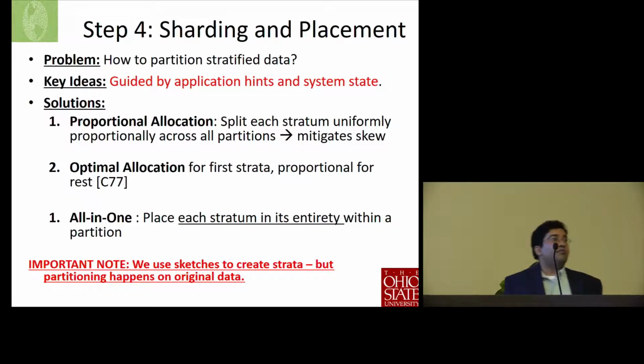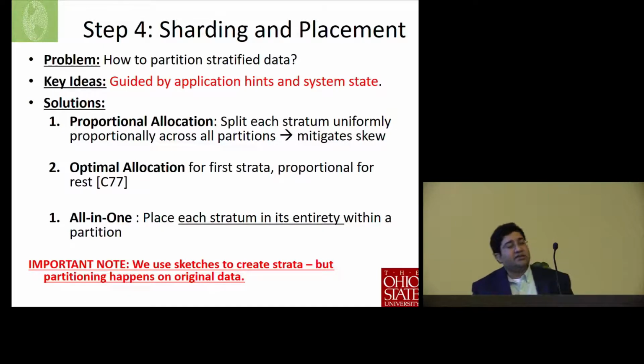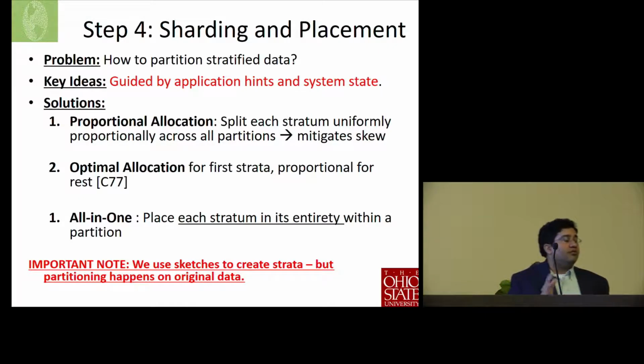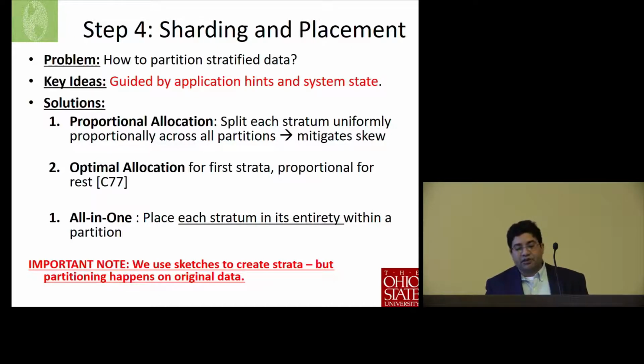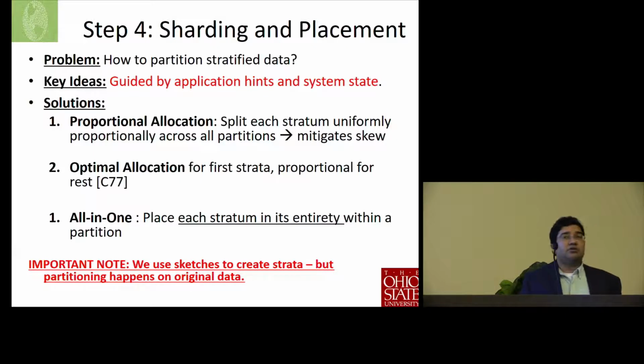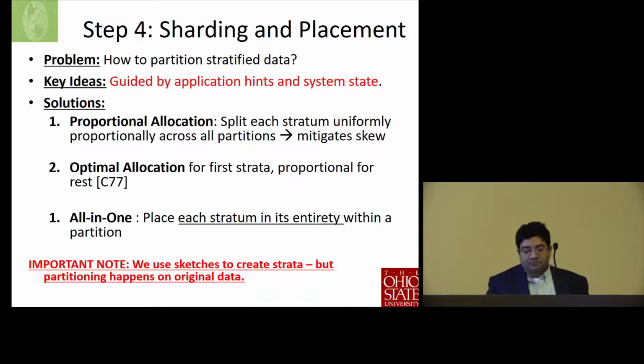Now, once you have all this information, the only thing the application developer has to give you is how they wish to partition the data, or some insight of what they're trying to optimize. So this is going to be guided by application hints. This is the only place where the developer has to specify something to the system. Depending on the flags the application developer uses, we can either use proportional allocation if the goal is to mitigate skew, or if it's really important to have semantic locality, we can try to group related items together and place them together. And if you want optimal allocation, which I'm not going to talk about, you could do that as well. And all-in-one is an example of a mechanism that puts all related entities together.